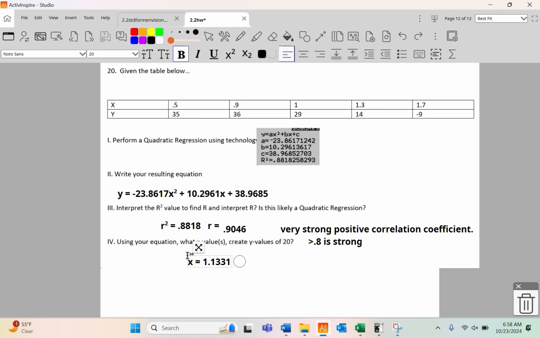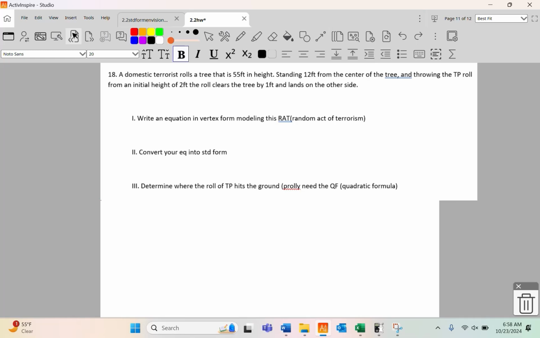Ta-da! There we go. There's 20. All right, preceding this one, which is number 18. I don't know what happened to number 19.